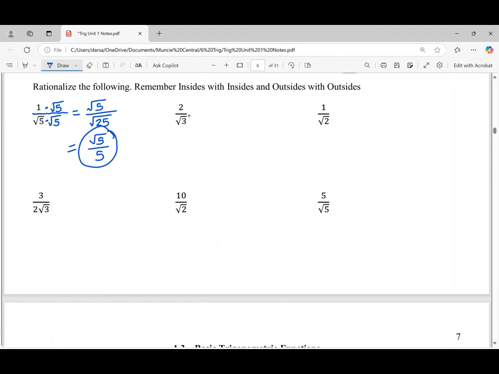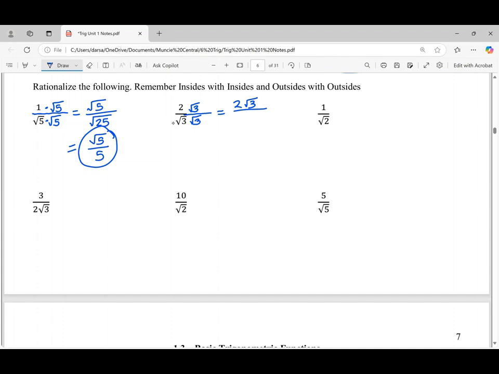Let's do it again. I have 2 over the square root of 3. I'm not allowed to have the square root of 3 in the denominator. So I multiply the bottom and the top by that same square root of 3. Now on the top, I've got an inside and an outside. Those are not allowed to multiply, so we just write them next to one another, 2 square root of 3.